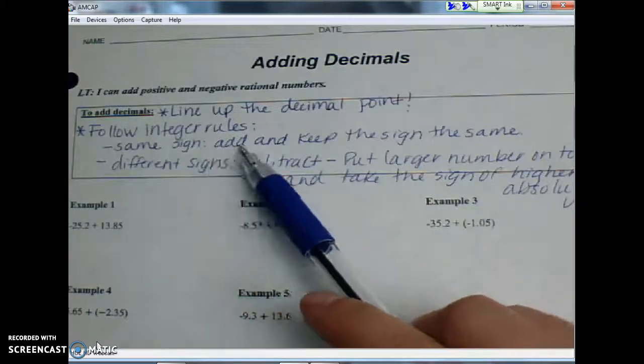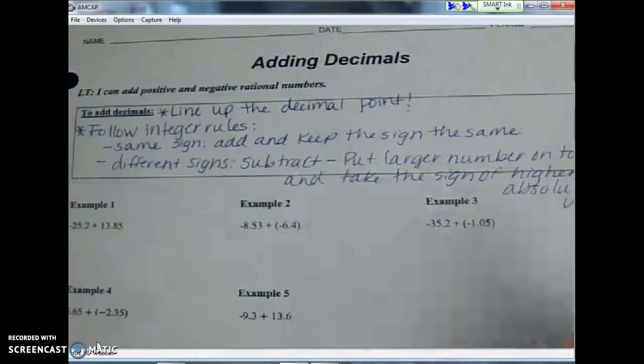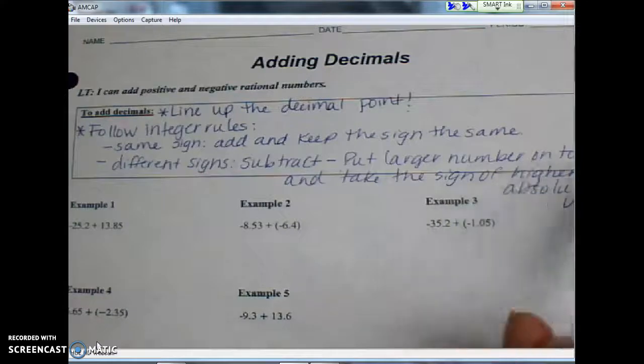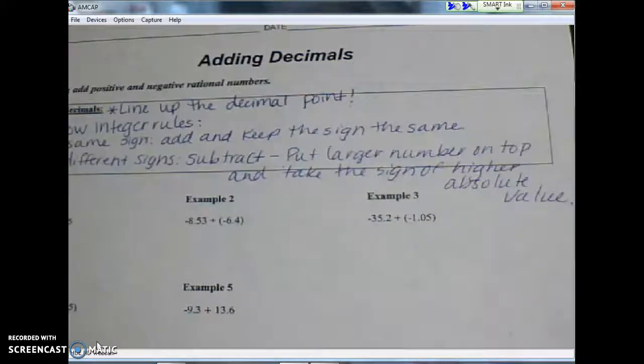So if it's the same sign, we add and keep the sign the same. If they're different signs, you're going to subtract. Put the larger number on top and then take the sign of the higher absolute value. So we'll talk about that when we subtract. Also, don't forget about when you subtract or add and you have blank places, you need to add those zero placeholders. So we'll also talk about that. So let's start on example 1.